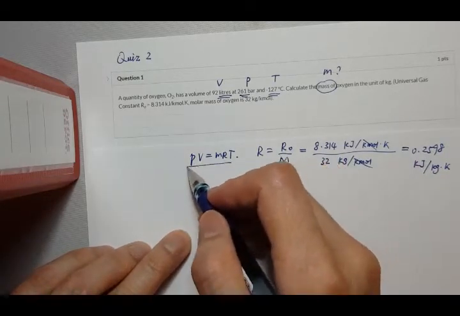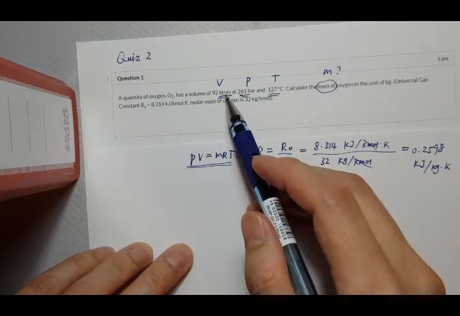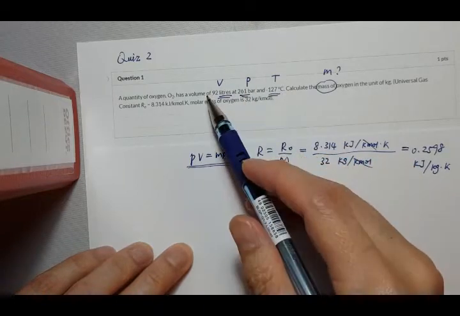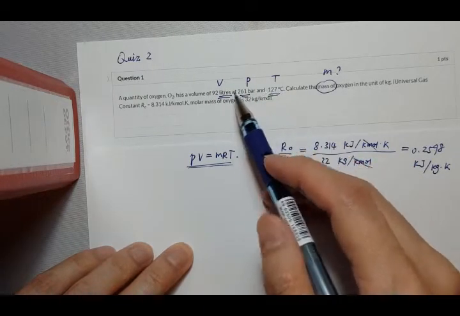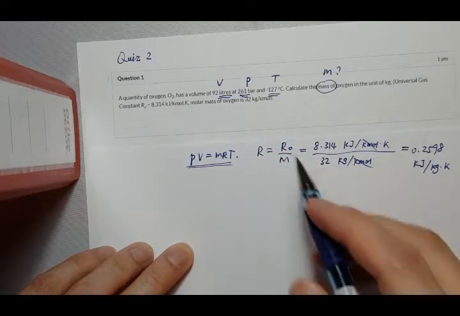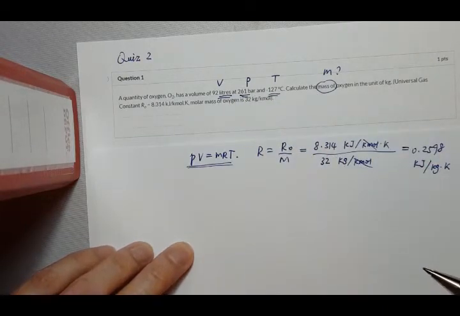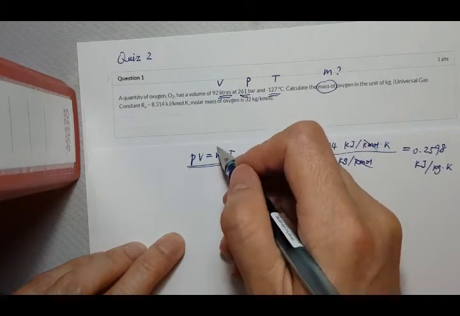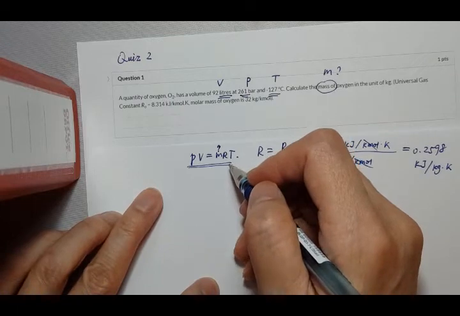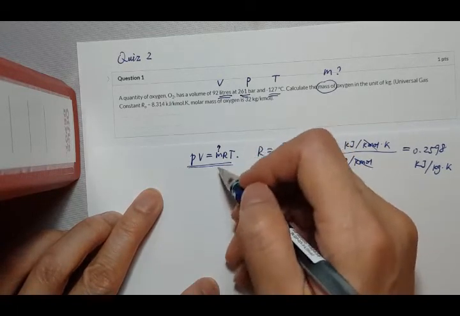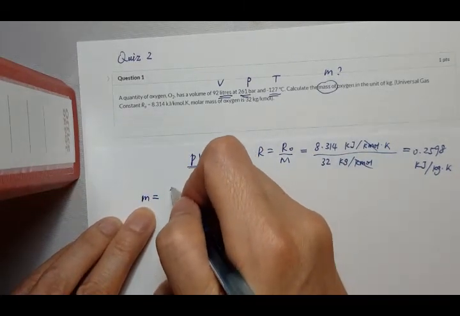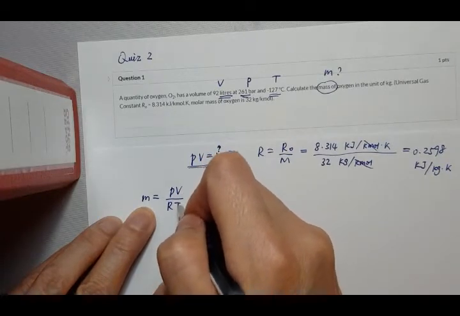Now we're going to use that. In this case, V, P, T, all these have been given, but they're probably in different units, probably not SI-based units. So when we do the calculation, we need to convert everything to SI units. Now we need to calculate the mass. In this equation, to calculate the mass, we can divide RT on both sides, so you have mass left on the left hand side. That's PV divided by RT.